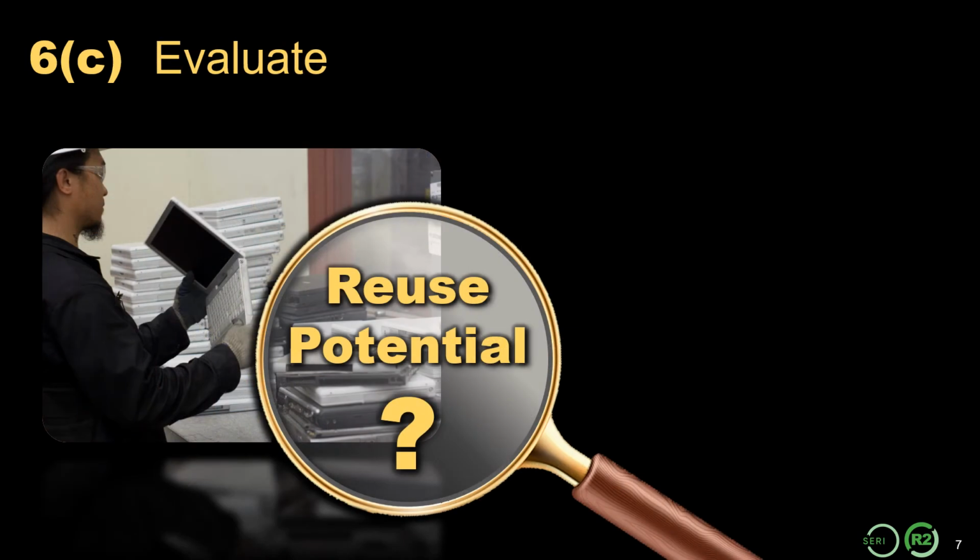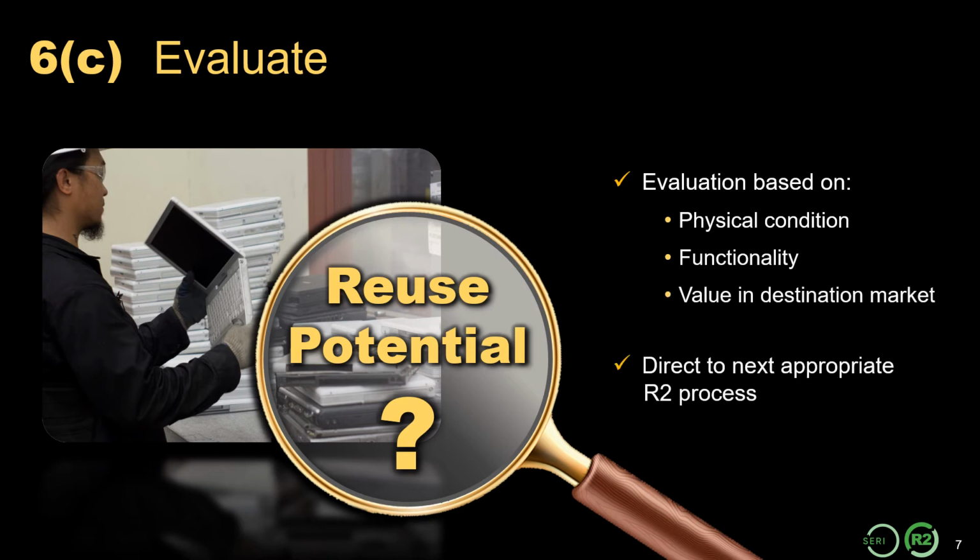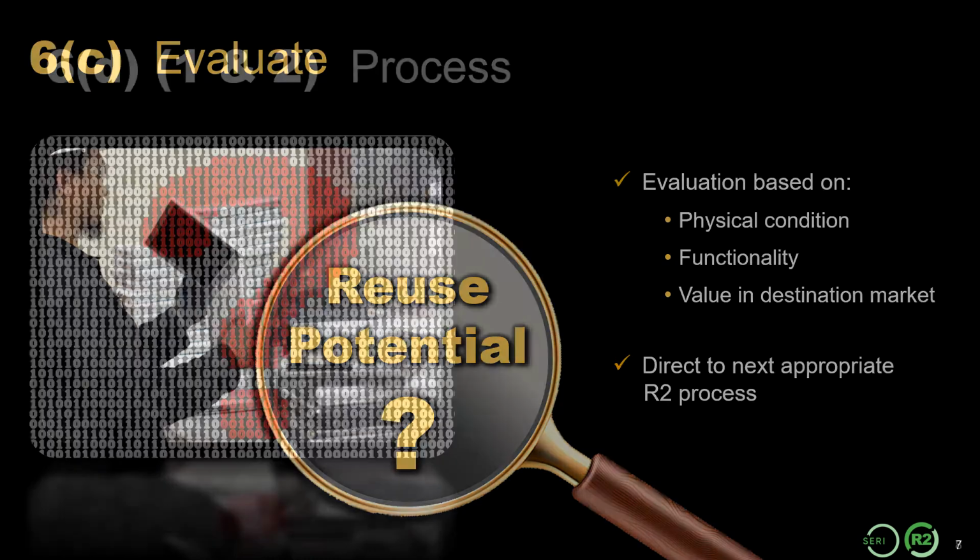The next step in the process is to evaluate all items to determine the capability of reuse. The evaluation process must determine whether the equipment and components are capable of reuse based on the physical condition, functionality, and value in the destination market. After this evaluation, the facility must direct the items to the next appropriate R2 process.